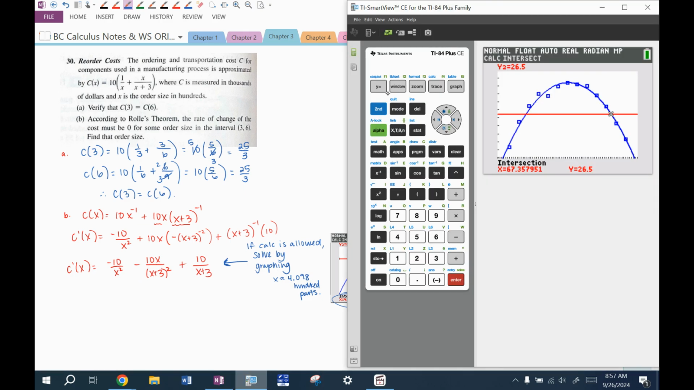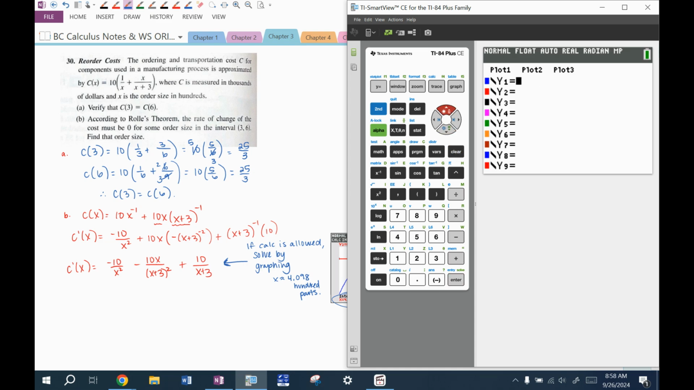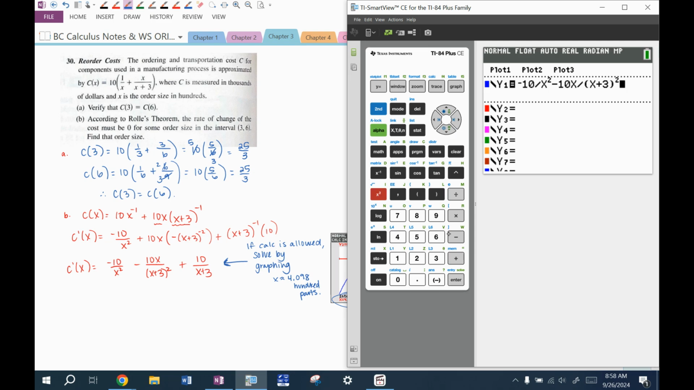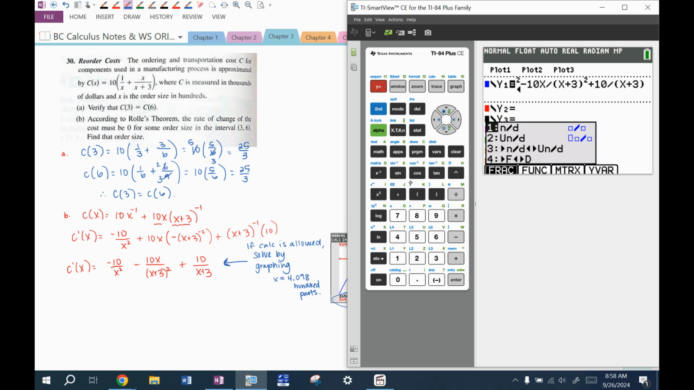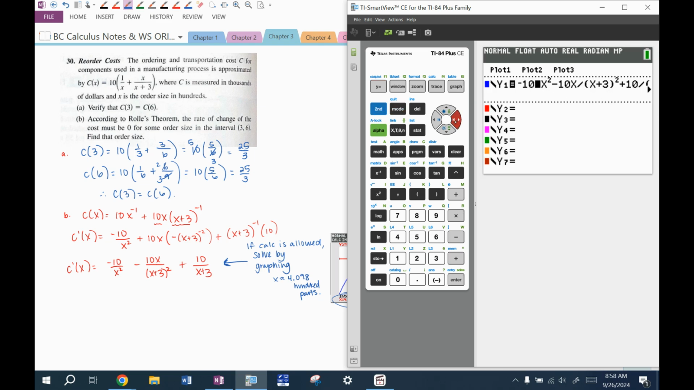So if I'm allowed to use a calculator, I'm going to turn off a plot if it's on, clear out some other stuff. So I'm going to type this in: negative 10 over x squared, and then minus 10x over (x plus 3) squared plus 10 over, remember to put parentheses around the x plus 3 expression. Or remember you can also do alpha y equals to get a fraction, but I've already typed it in, so I'm not going to do that. All right, so let me make sure I have this all typed in.